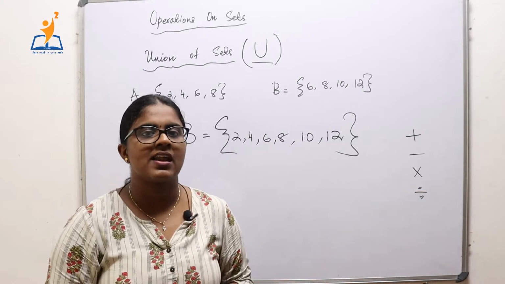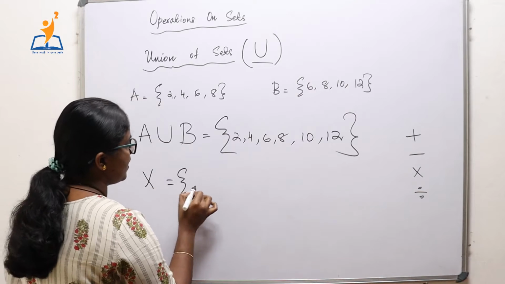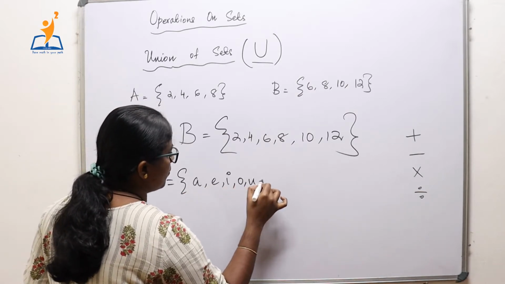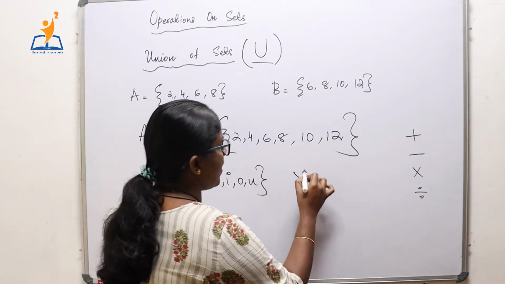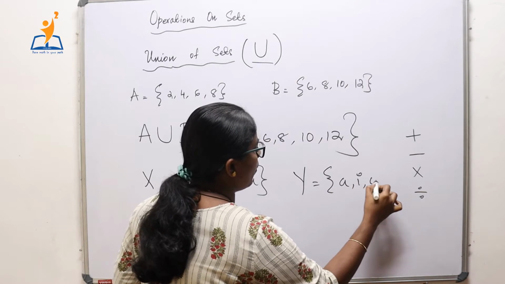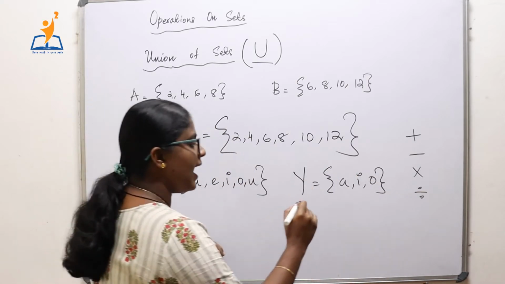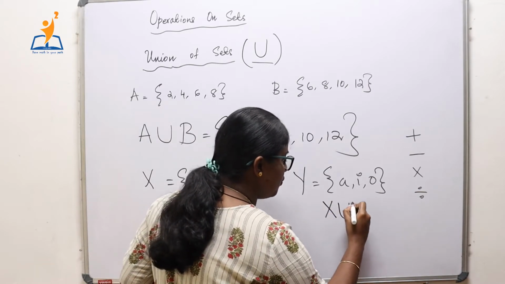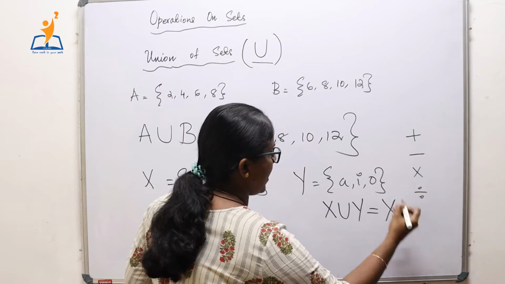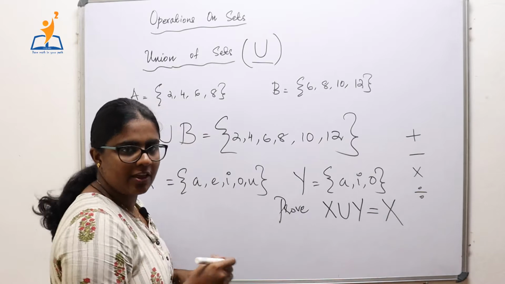Now let's consider another example. Let X be equal to {A, E, I, O, U} and Y be equal to {A, I, O}. We have X and Y, two sets, and we have to prove that X union Y is equal to X.